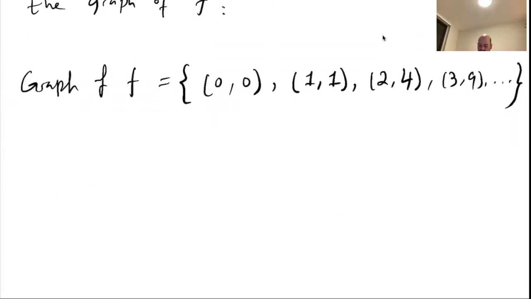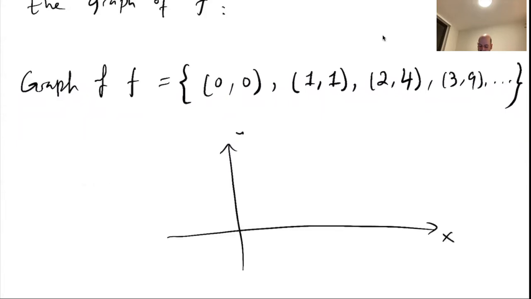Now, if you want to sketch them on the xy axis, so this is x-axis, y-axis, I just need to locate these points because that's what the graph of f is by definition. And therefore, if I want to sketch it, I just need to locate these points. (0, 0) is here. (1, 1) is here. And then (2, 4) is here. (3, 9) is here, and so on.